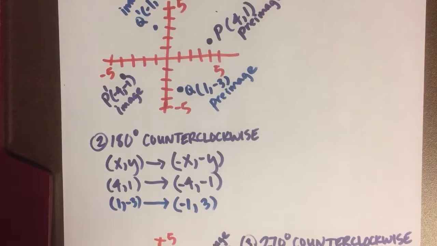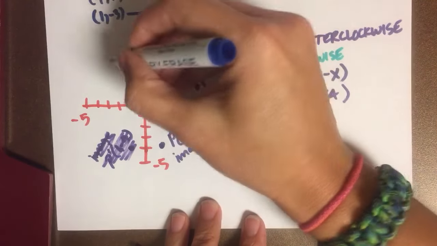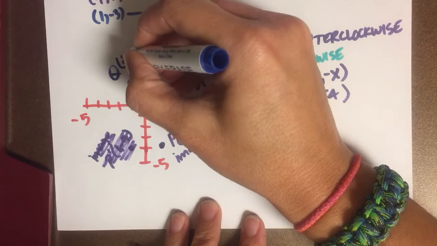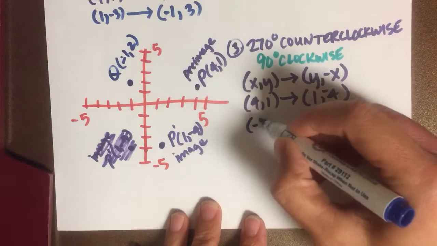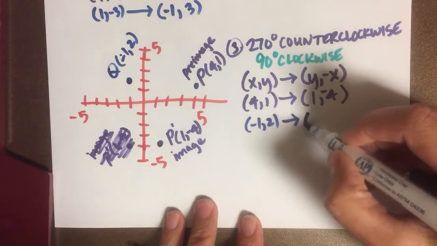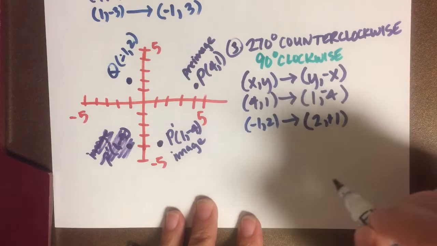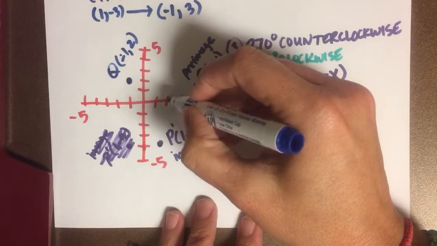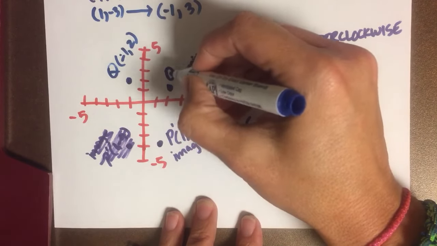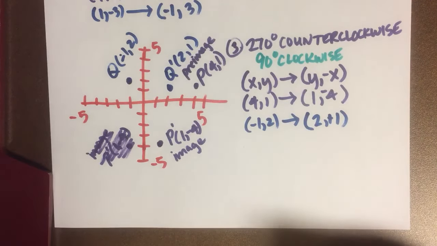So let's pick one more on the 270. On this particular graph here, if I make Q here, Q will be at negative 1, 2. So I'm at negative 1, 2, and I'm going 270 degrees counterclockwise. That means I'm going to switch them, 2, negative 1, and then I'm going to switch the sign on the second one, so that becomes 2, positive 1. And there's my image of Q right there. So that is how you do rotations.